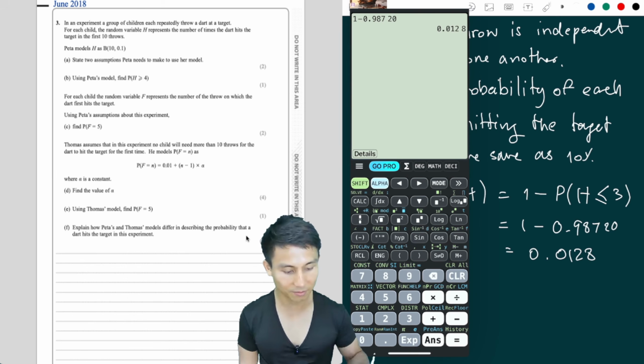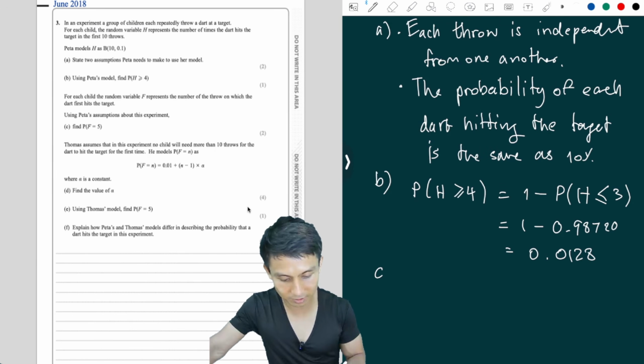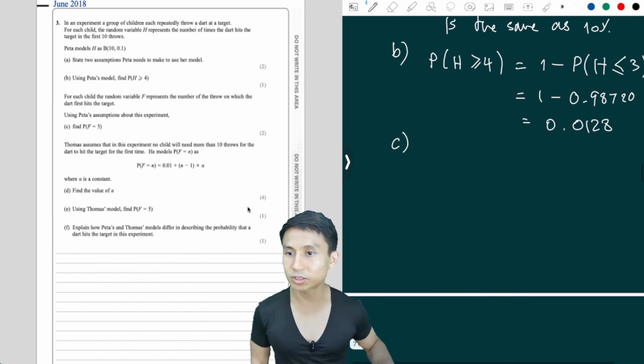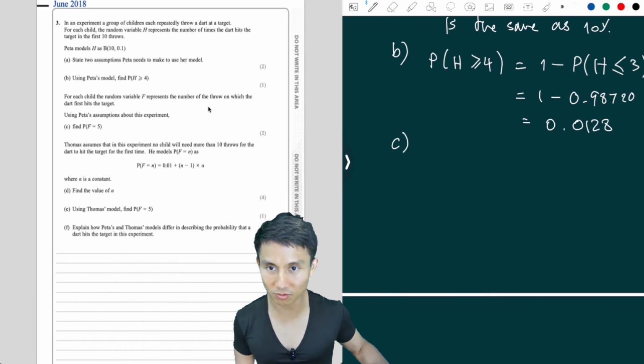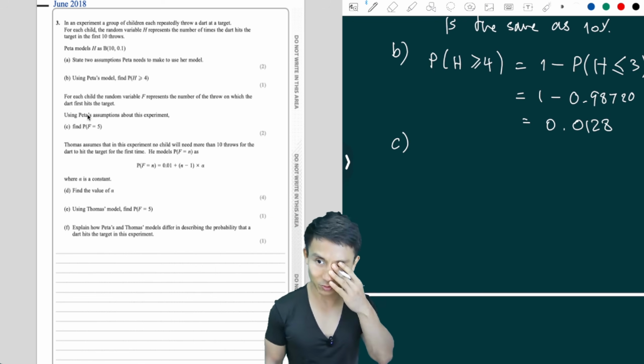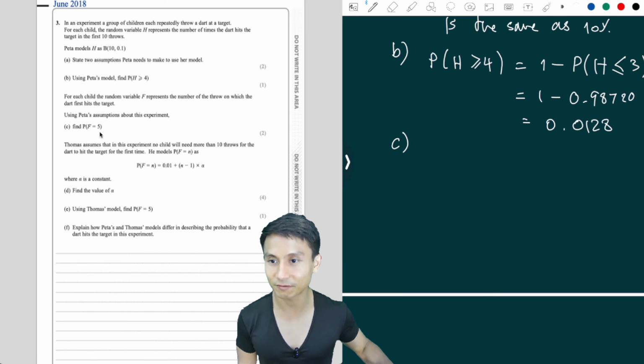So that is the answer to that. All right, and next, part C. For each child, the random variable F represents the number of throws on which the dart first hits the target. Using Peter's assumption about this experiment, find P(F = 5).